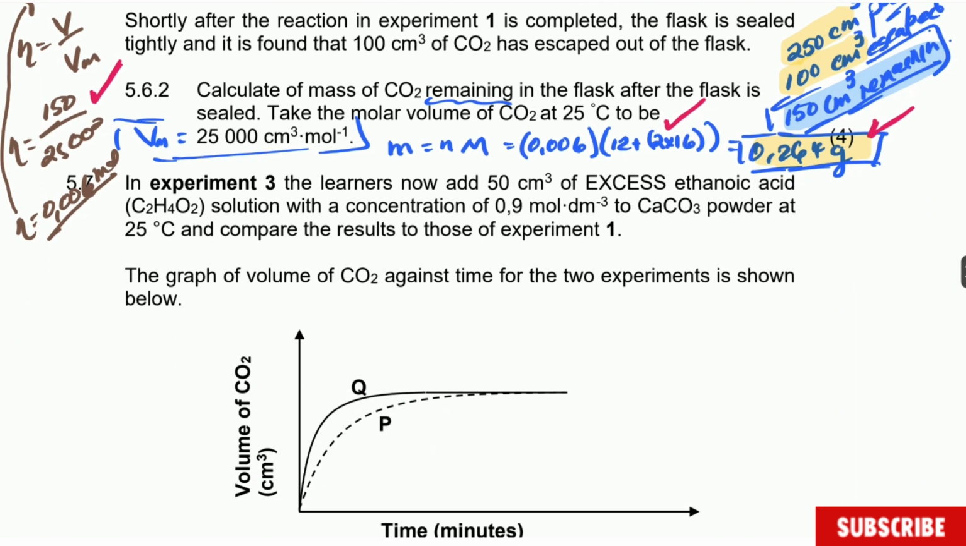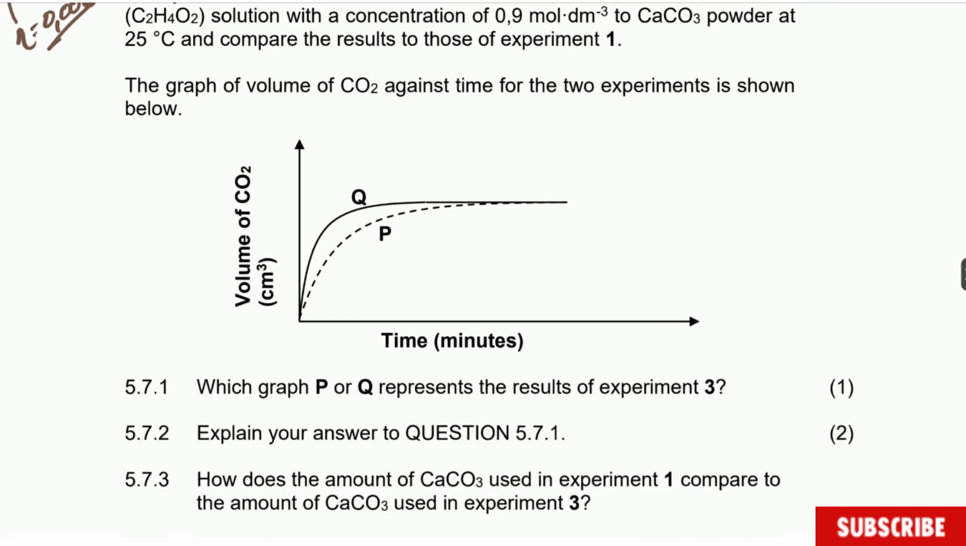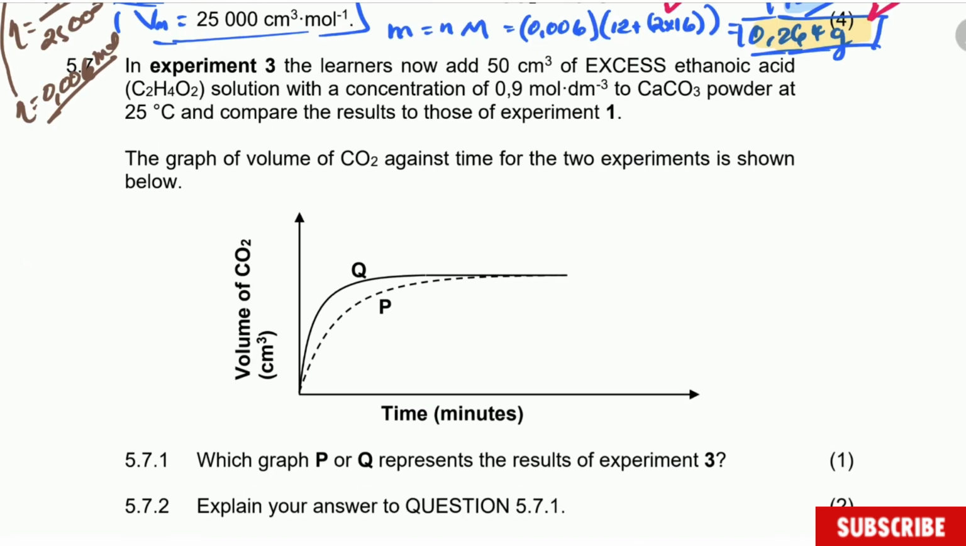In experiment 3, the learners now add 50 cubic centimeter of excess ethanoic acid solution with a concentration of 0,9 mole per decimeter cubic to the calcium carbonate powder at 25 degrees Celsius and compare the result to those of experiment 1. The graph of volume of carbon dioxide against time for the 2 experiments is shown below. So here we have Q and P. Alright? Now, which graph, P or Q, represents the result of experiment 3?